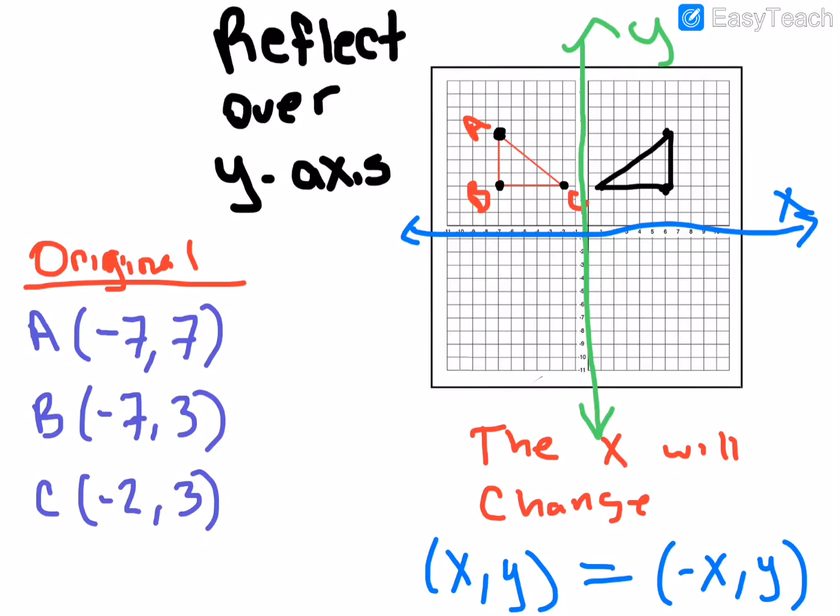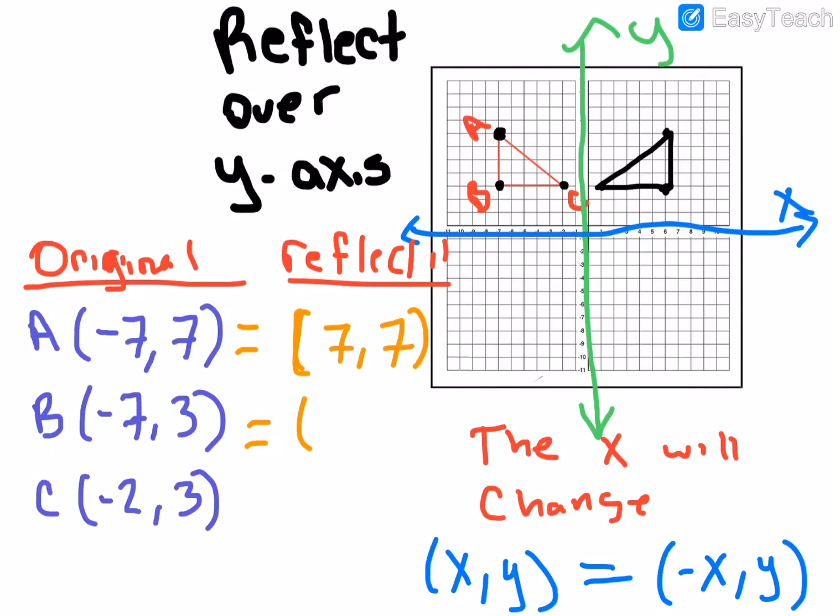So here's how this would work. Let's look at our coordinates that I put in here. Let me use orange. If I reflected, my reflection point over here should be, my x will change. So if it was negative 7, it'll turn into a positive 7. My y stays the same, so I'm going to keep a 7 down here. Over here, negative 7 turns into a positive 7. That 3 just comes down. This negative 2 will turn into a positive 2, and my 3 just stays the same.